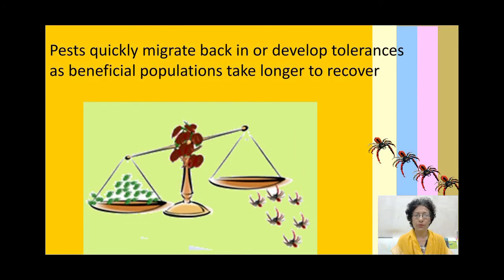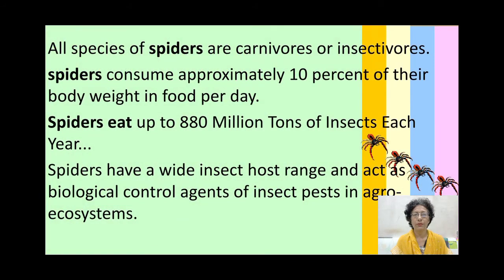It has been observed that pests quickly migrate back in or develop tolerance against these pesticides or insecticides, while beneficials take a longer time to recover and their population declines, which disturbs the balance between these insects and the beneficials.